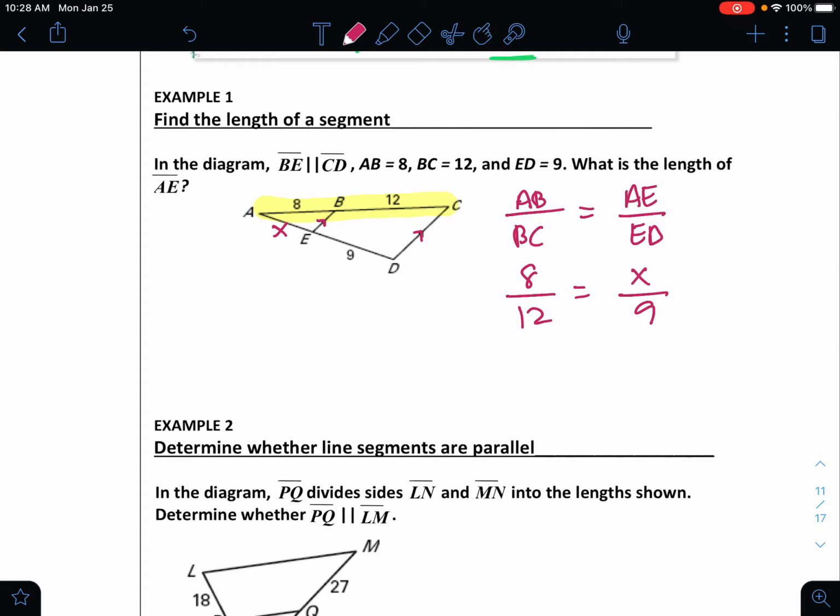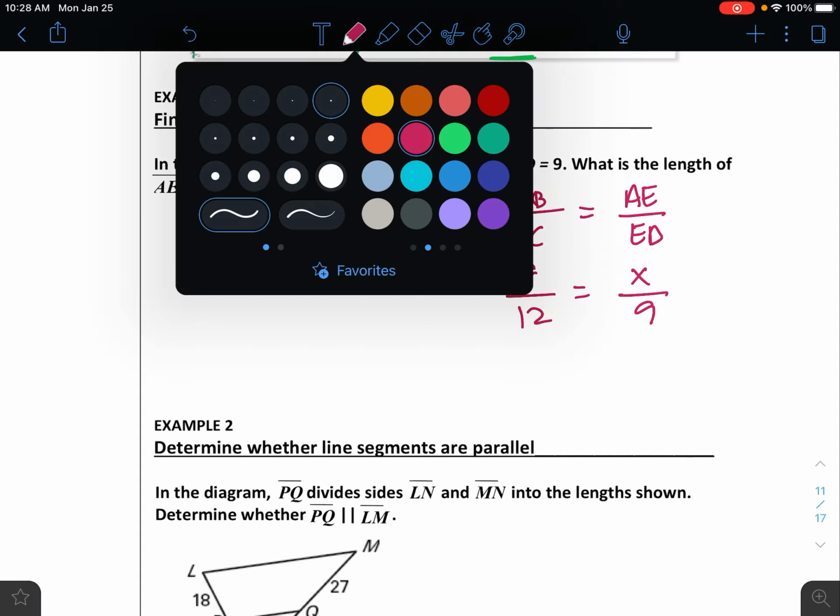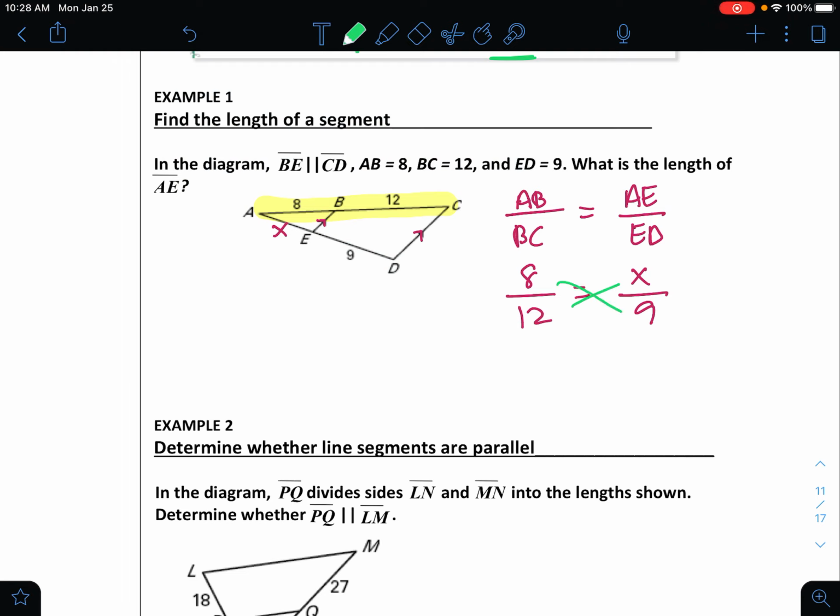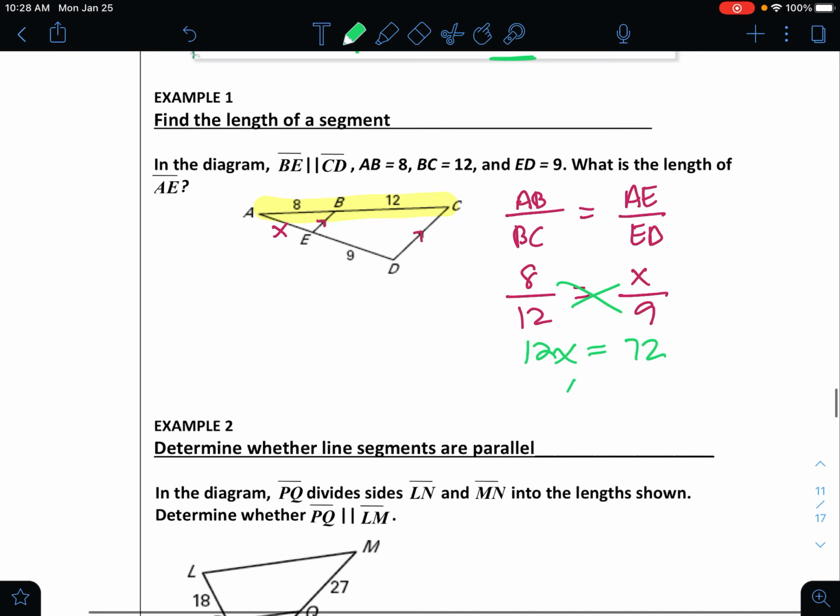So I'm just going to cross multiply and solve. Now I can reduce 8/12 down if I want to. Otherwise I'm just going to cross multiply. So that will give me 12X equals, 8 times 9 is 72. Divide both sides by 12, I get 6.